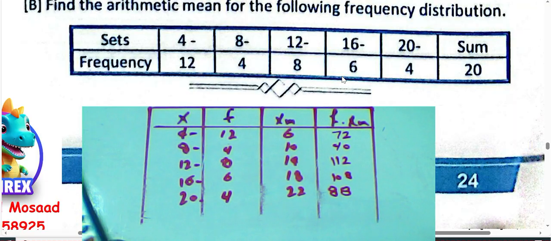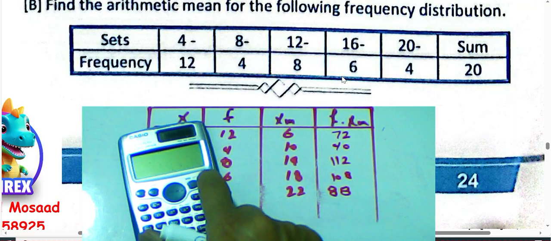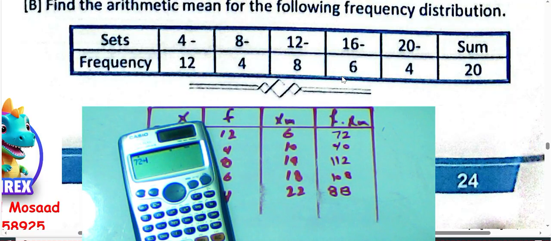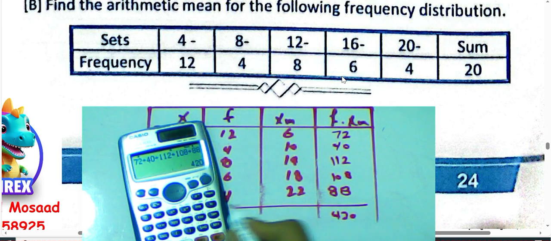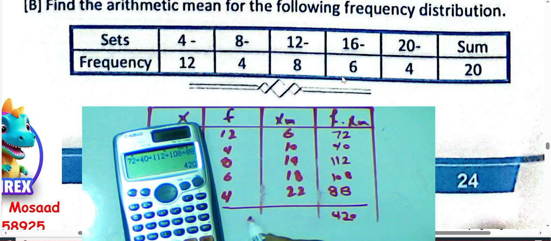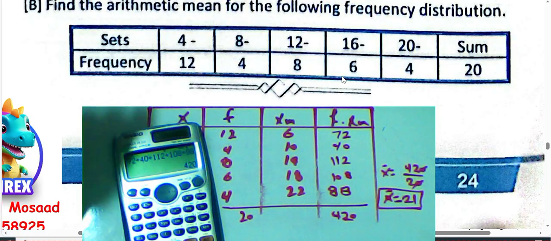Then we can add them together with a calculator here. 72 plus 40 plus 112 plus 108 plus 88. The result will be 420, the summation. Okay, and the summation of frequency here is 20. Then X bar equals 420 divided by 20. 4 divided by 2 equals 2, 2 divided by 2 is 1, then X bar will be 21.